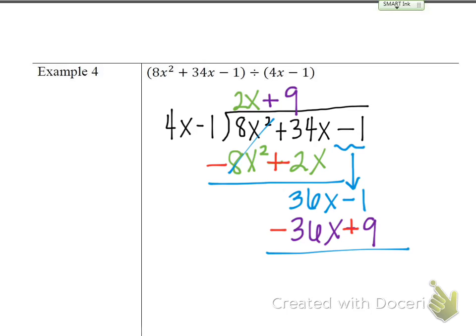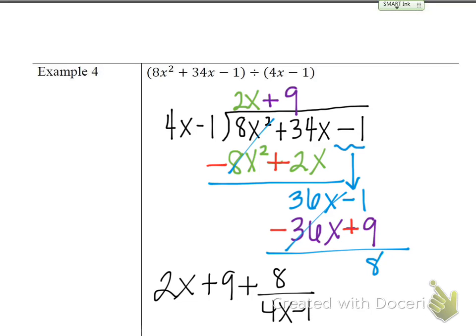So what does that give me? Just an 8. Okay, guys, so everybody, what would my answer be? 2x plus 9 plus 8 over 4x minus 1. Plus 8 over 4x minus 1. How many of you got that correct?